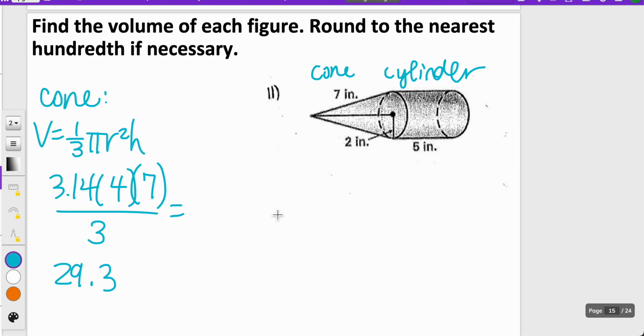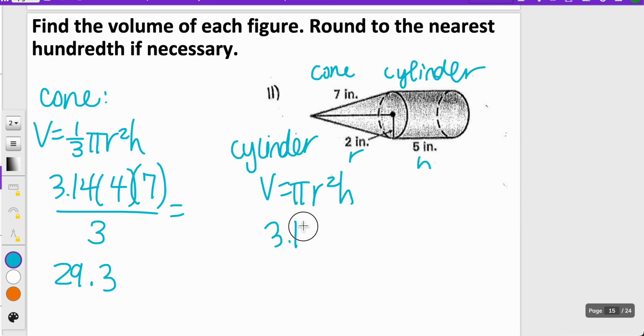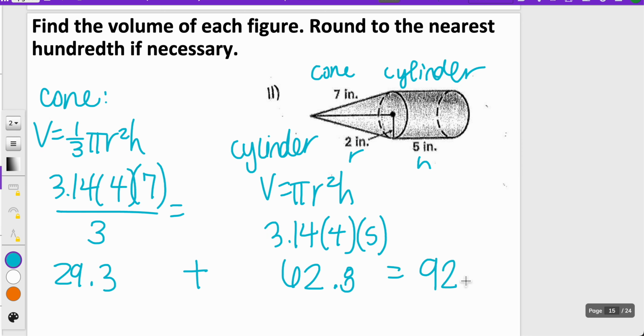And then my cylinder also is showing my radius is 2, but now my height is 5. So for my cylinder, no dividing by 3, just pi times radius squared times height. So 3.14, radius squared is still 2 squared, which is 4. Height is now 5, so I can even say 3.14 times 20, and I'm getting 62.8. And all I'm going to do is add these two together. So 62.8 plus 29.3 is a grand total of 92.1 cubic inches.